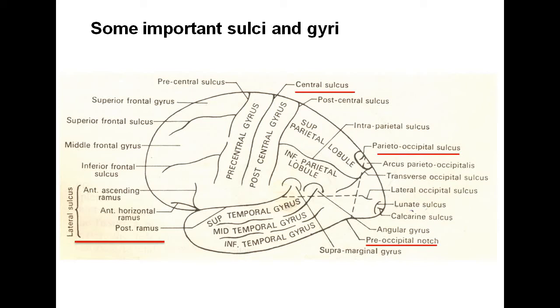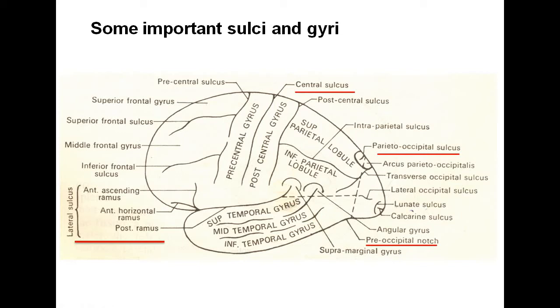According to formation, primary sulci are formed before birth, secondary sulci are produced after birth. According to depth, a complete sulcus is very deep, and incomplete sulci are superficially situated and not deep. An example is the precentral sulcus. You can see here, this is precentral, an example of an incomplete sulcus. Now we'll come to the different important sulci and gyri of the cerebral hemisphere.